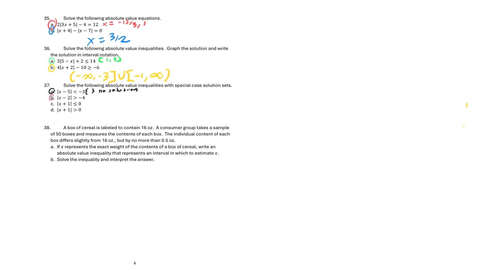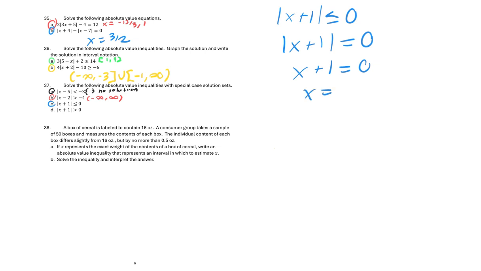Now looking at part B, we have the absolute value of x minus 2 is greater than negative 4. And kind of like the opposite of our first one, no matter what value we plug in here, it's going to be positive, which is always going to be greater than our negative 4 value. So in this case, we're going to have all real solutions, or our solution is going to be from negative infinity to positive infinity.